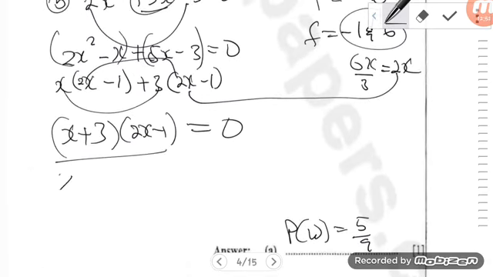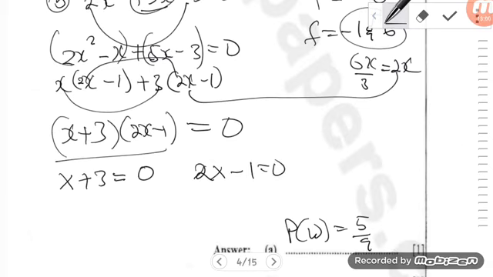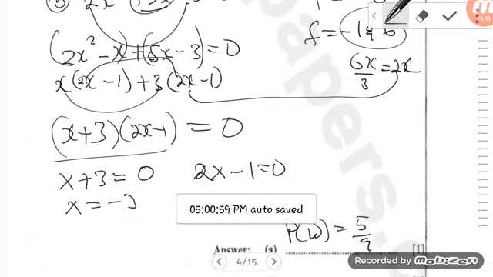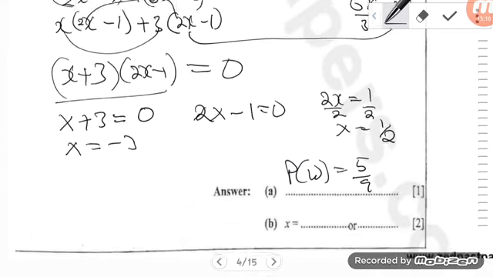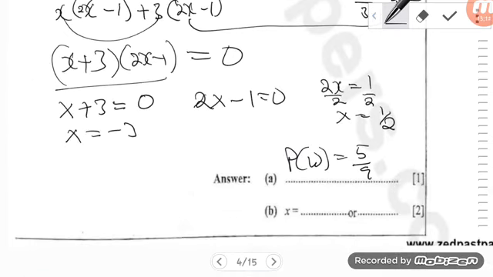So we are saying, our first factor, x plus 3, is equal to 0, and the other, 2x minus 1, is equal to 0. So here x is equal to negative 3, and here 2x is equal to 1, so dividing by 2, x is equal to 1 over 2. So there are 2 answers. Our first answer is negative 3, and our second answer is 1 over 2, or 0.5.